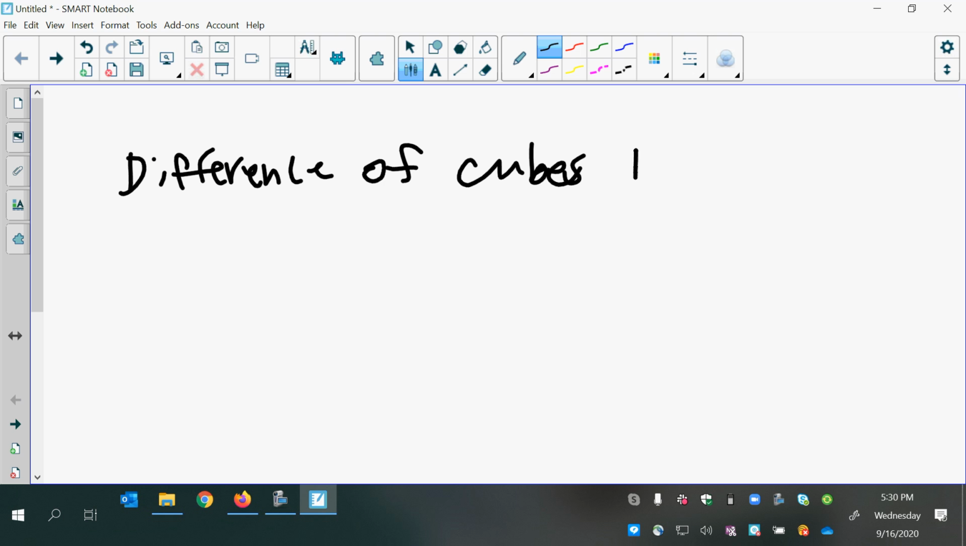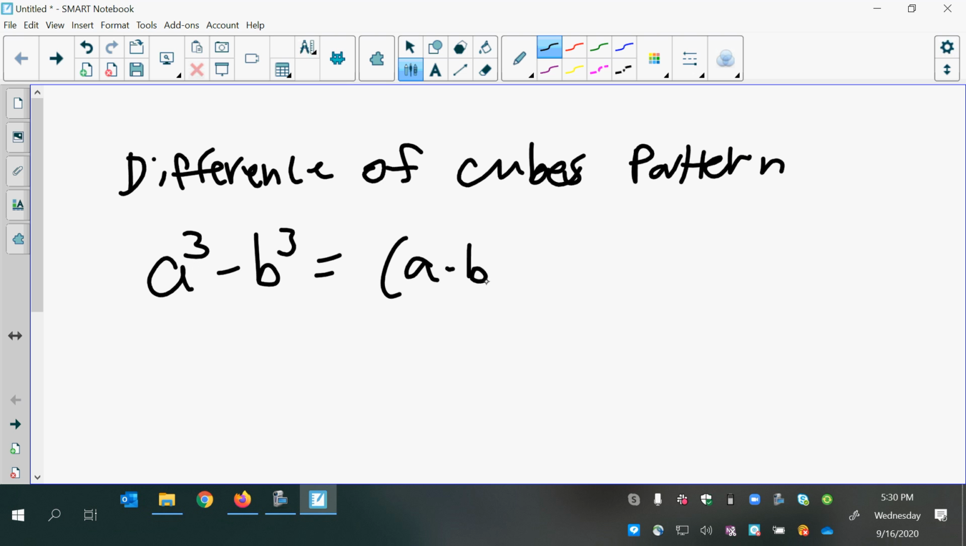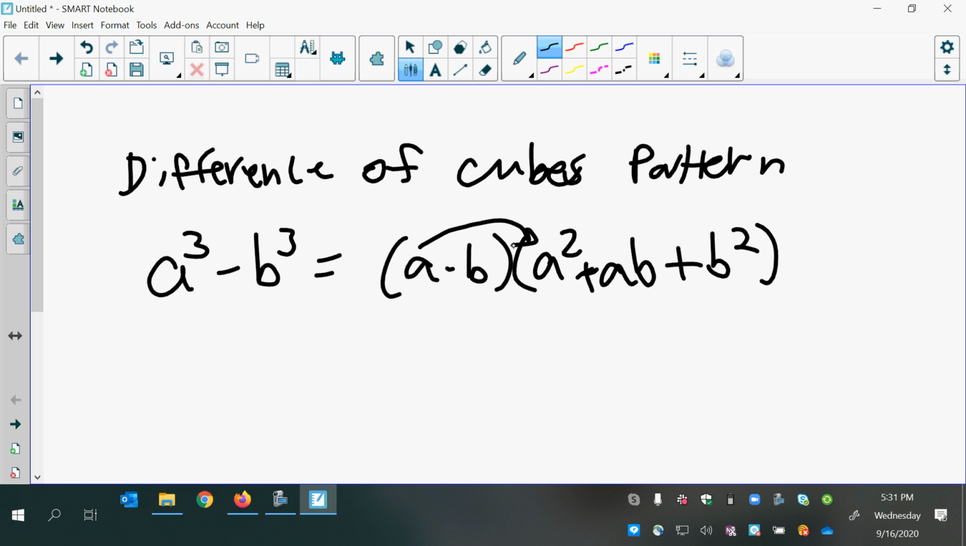it's a pattern. So if you have a cubed minus b cubed, then it'll be a minus b times a squared, whoops, not 2, just regular ab, and it'll be plus ab plus b squared. So notice that this will work if you factor it back or multiply it back.